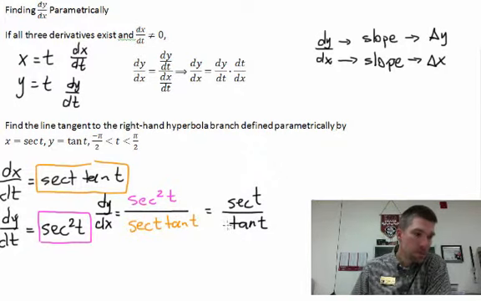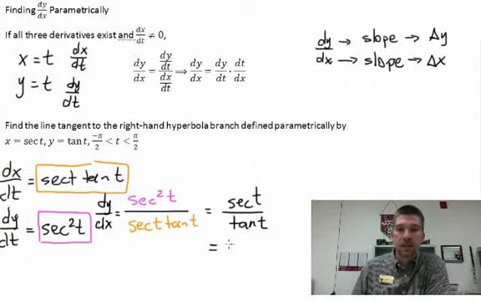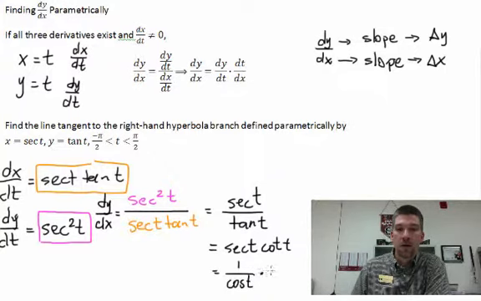Okay. And if you think about this, secant t over tangent t is like saying secant t cotangent t. We can clean this up even more. Secant is 1 over cosine t, and cotangent is cosine t over sine t. So the cosines cancel out, and I'm left with 1 over sine t, which is cosecant t.